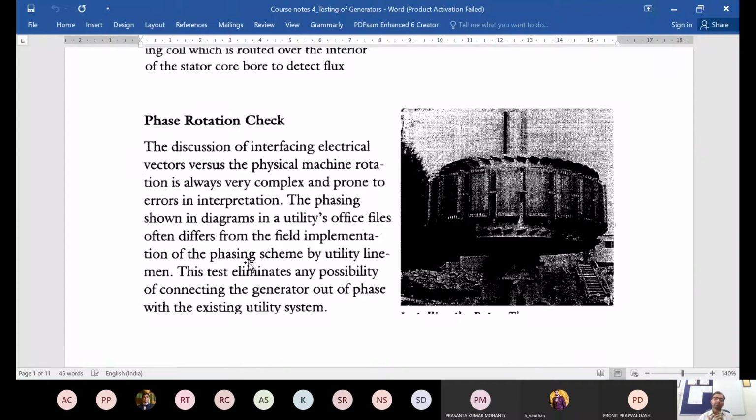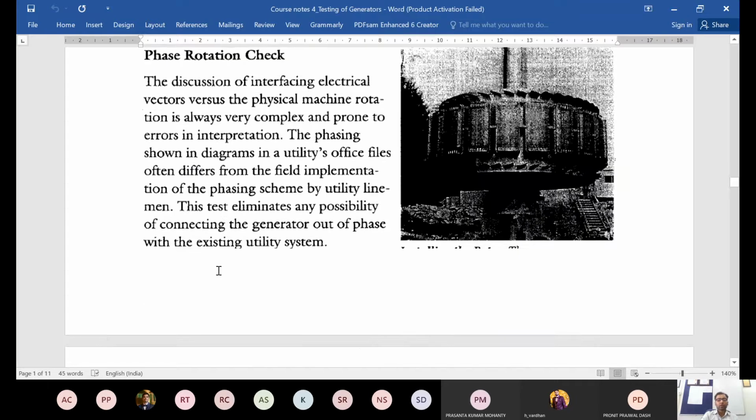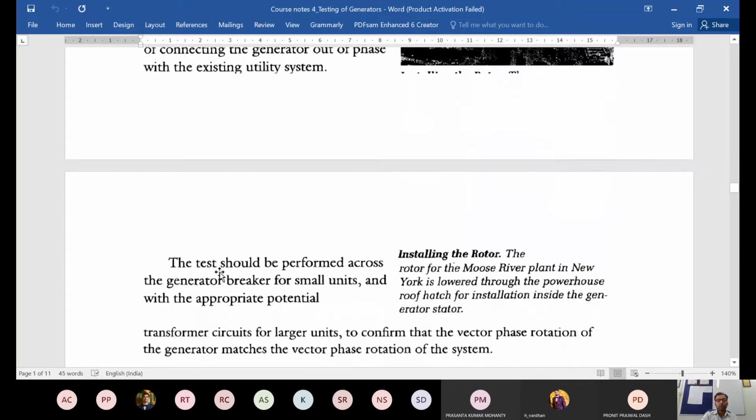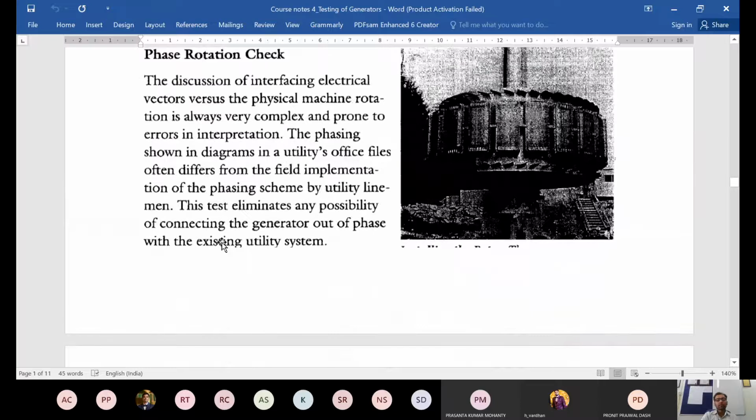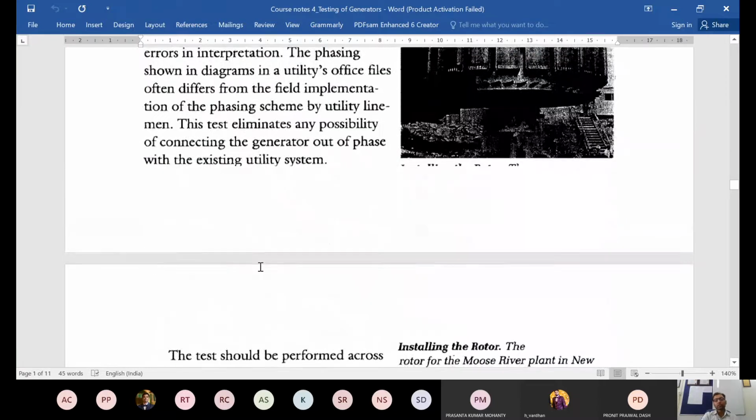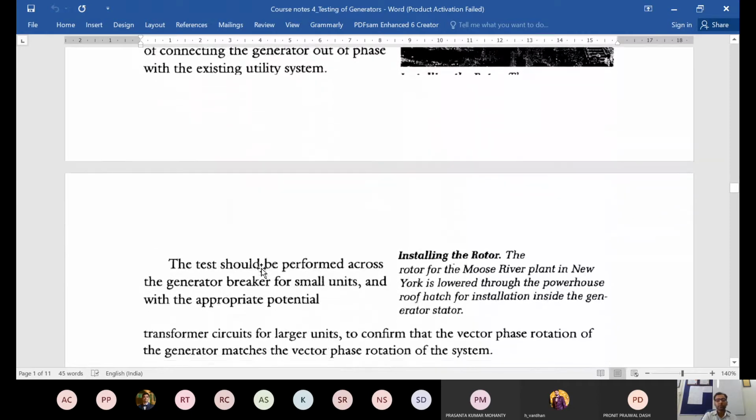Because if you reverse the winding sequence, if instead of ABC it is ACB, then the direction of rotation will change. So it can cause problems in terms of operation. So this is the objective here for the phase rotation check: that the winding has been wound properly and the phase sequence is maintained properly.